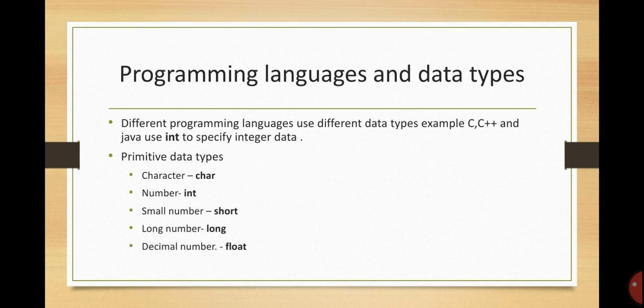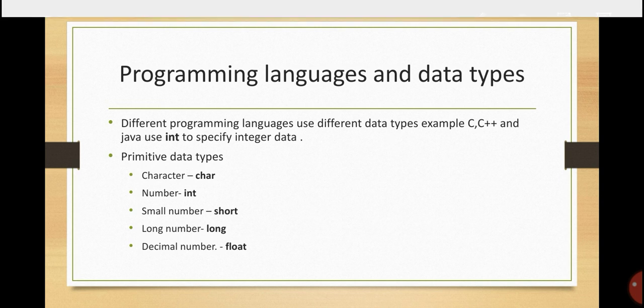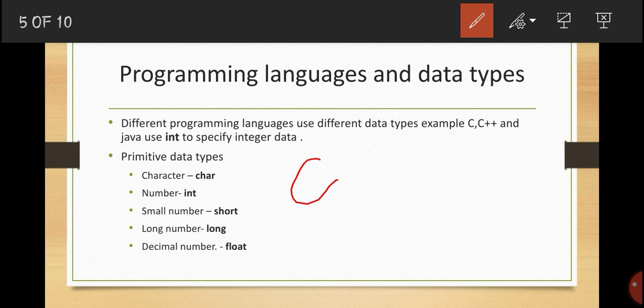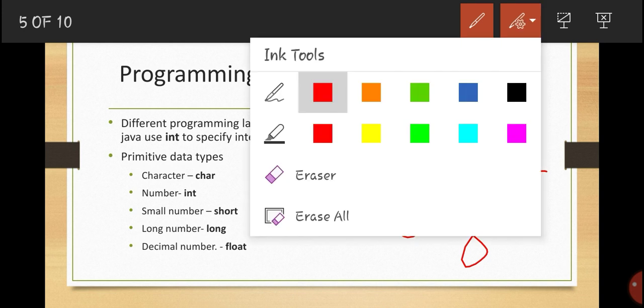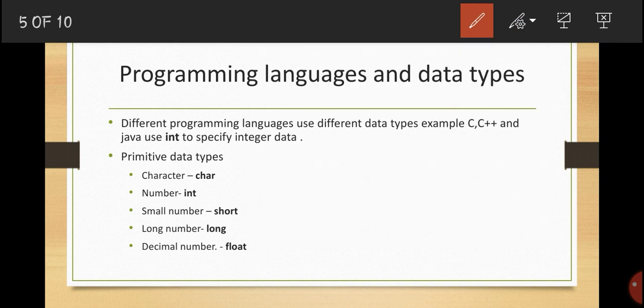We have different programming languages, and thus they use different data types. For example, programming languages such as C, there is a programming language called C. We have another one called C++. We have another one called C#. We have another one called Java. All these programming languages use the word int to represent all types of data that are whole numbers.